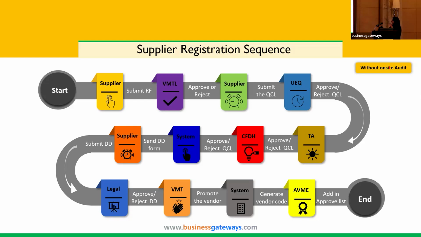You can see it will go through the vendor management team, then the quality team and our technical team, and if an audit is required, it will go to our audit team for a site audit. Once it goes through the legal team and the whole path is finished, it will end with our approved vendor list.